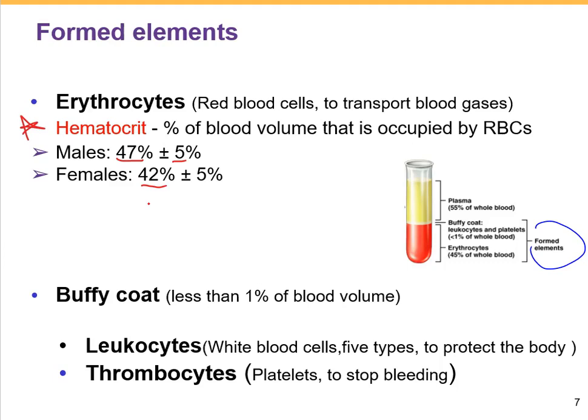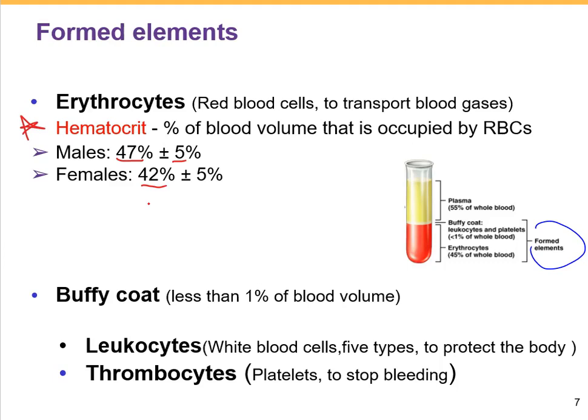The buffy coat, which is the thin gray layer between the erythrocytes and the plasma, contains the white blood cells or leukocytes and platelets or thrombocytes. It's a tiny portion making up less than 1% of the total blood volume.